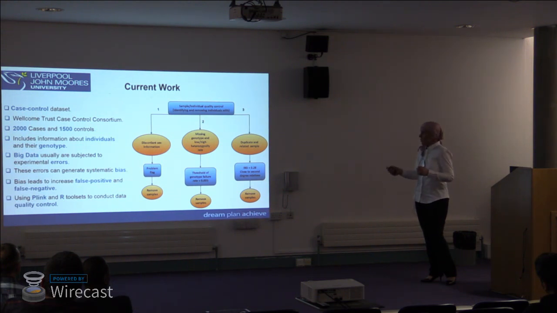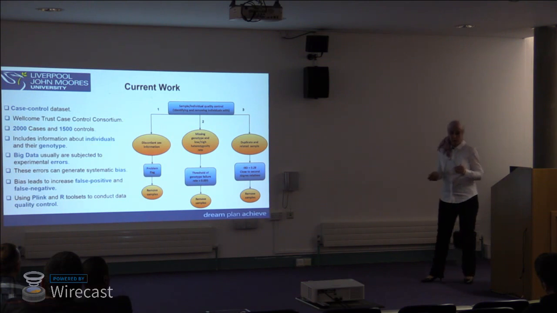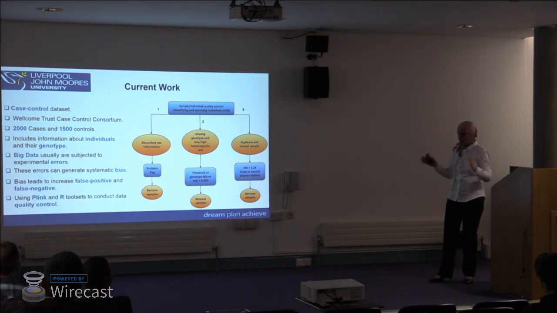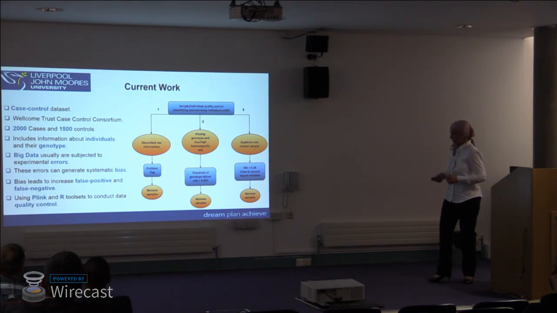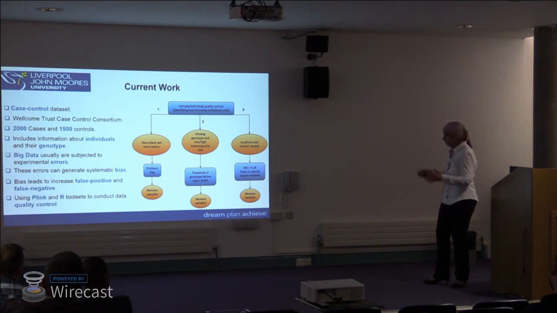With the missing genotype, we are looking for a sample or individual who has lots of missing SNPs in their genotype, so we need to remove this sample. As well as this, we don't want any duplicate and related samples in our data set, so we need to remove them.